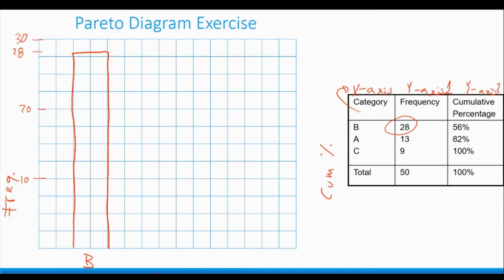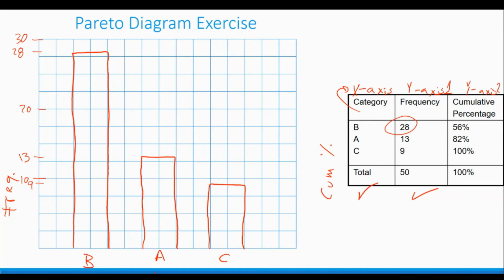A happened 13 times, so we're going to call this one here 13. Okay, and C happened 9 times, so a little bit below 10. Okay, and at this point we have graphed the frequency and we have our categories done.